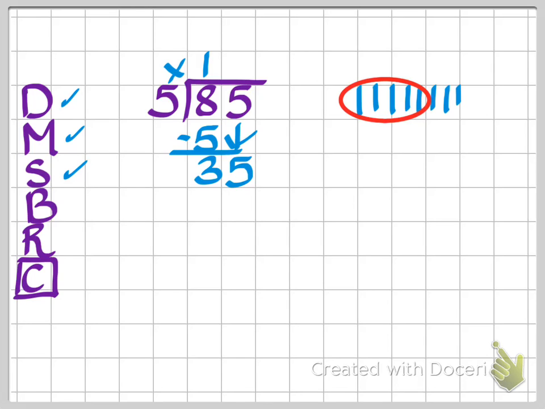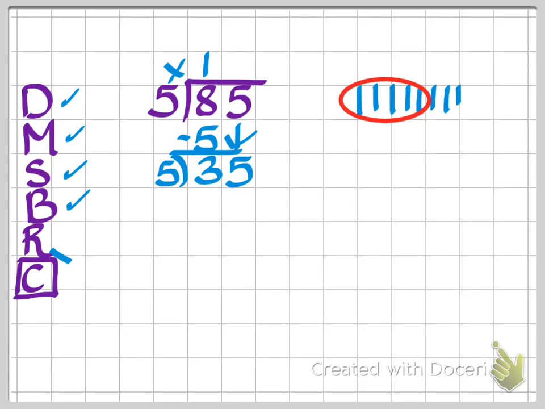Okay, so check. And now we have to repeat, and this is where kids get confused. Right now we are repeating the whole process all over again. We're going to bring down the 5 because we're going to repeat this whole process again. How many times does 5 go into 35?